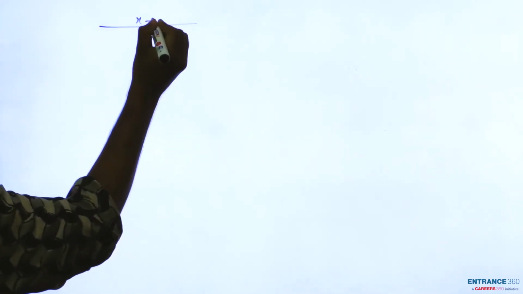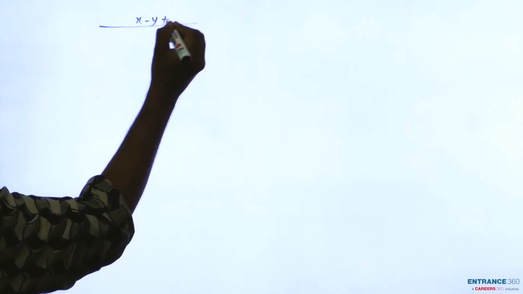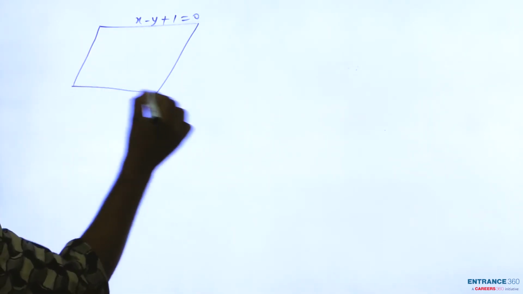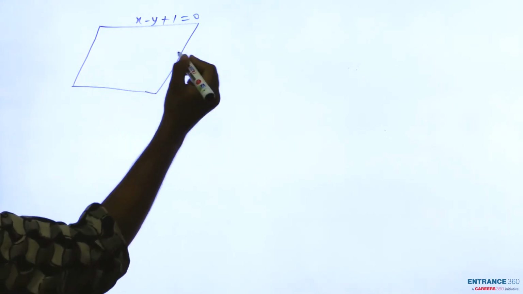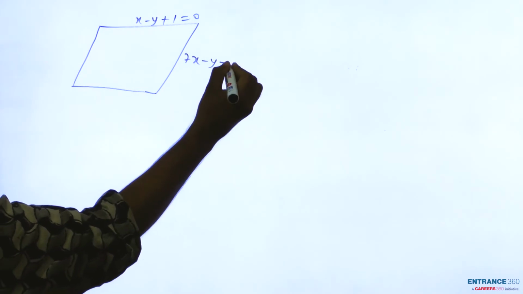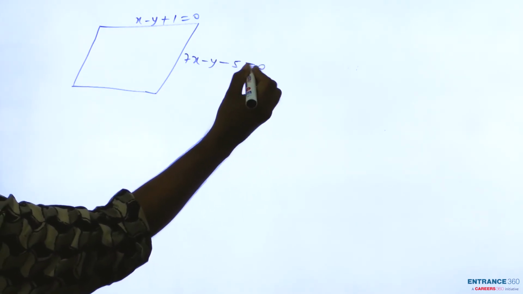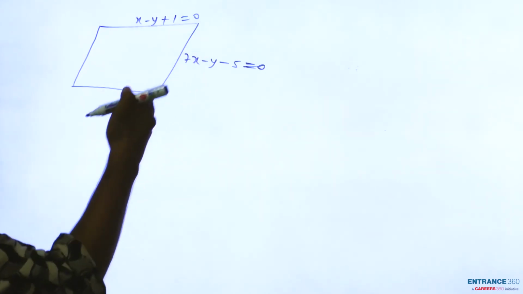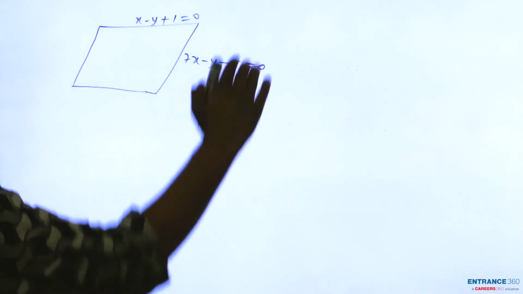The equations of the sides are given. One side of the rhombus is x minus y plus 1 equal to 0, and the other is 7x minus y minus 5 equal to 0. This is the equation of this straight line and this is the equation of that straight line.